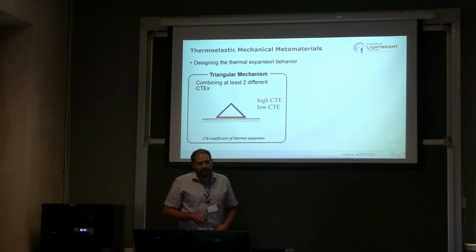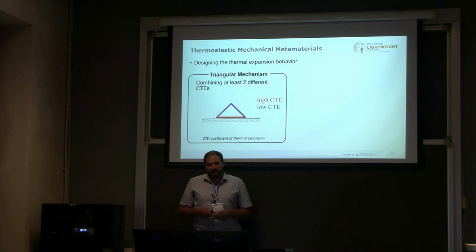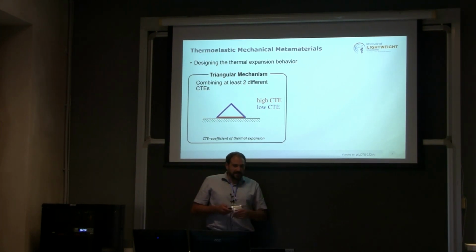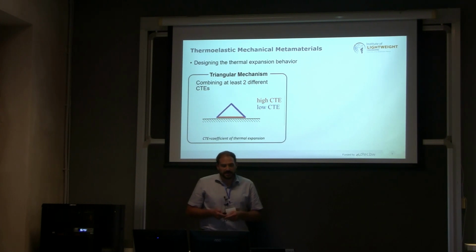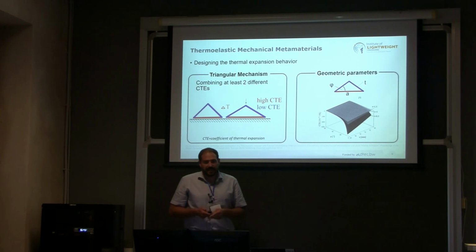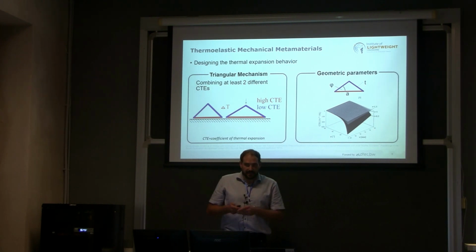You take a triangular mechanism where you combine two materials that have a different CTE, and now if you heat the structure, the hypotenuses will elongate much more than the legs, and you have a loss in height. Doing this, you can design the thermal expansion behavior. You can imagine if you flip those materials, you can also go for very high coefficients of thermal expansion. And what are the main geometric parameters for designing this kind of mechanism? This is mainly the angle phi, the edge length A, and if you implement it, also the thickness T.